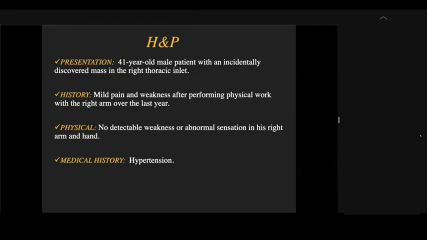This is a case of a 41-year-old male patient who was found to have a mass in the right thoracic inlet during evaluation for immigration purposes. The patient was completely asymptomatic. Upon further review, he complained of mild pain and weakness after performing physical work with the right arm. However, on physical examination, there was no abnormal weakness or abnormal sensation in this arm.